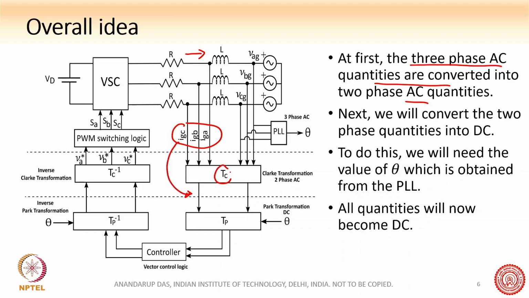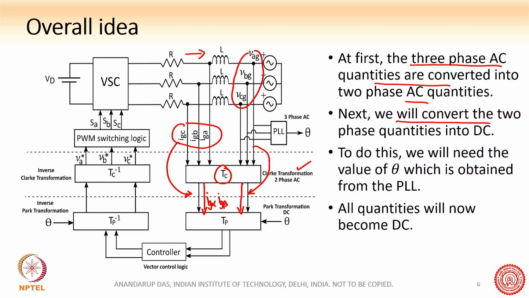Here you can see this is the Tc, Clarke's transformation matrix. Similarly, you have the grid voltages coming here, and they are also getting converted from three-phase to two-phase. There is another line here, where Ig alpha and Ig beta appear. So the three-phase AC quantities are converted into two-phase AC quantities, and this is the first step, for which we use the Clarke transformation.